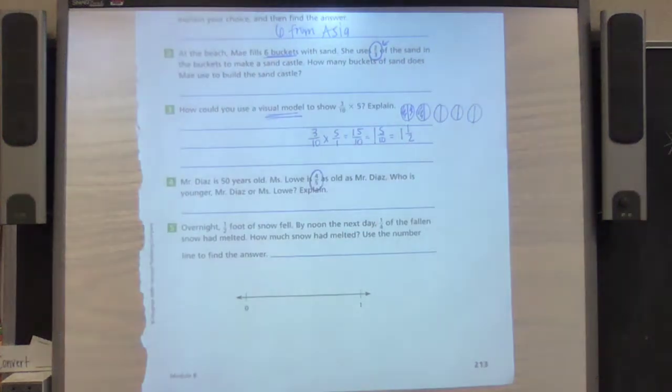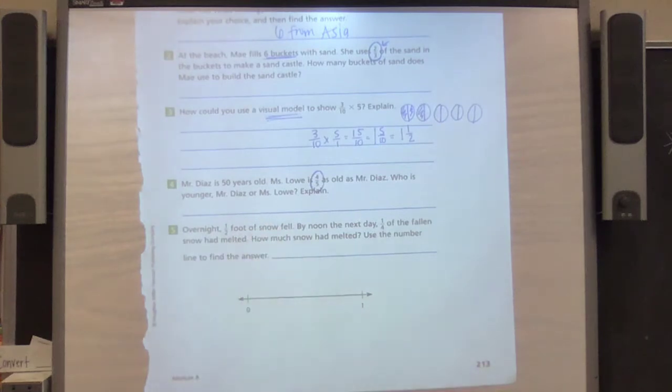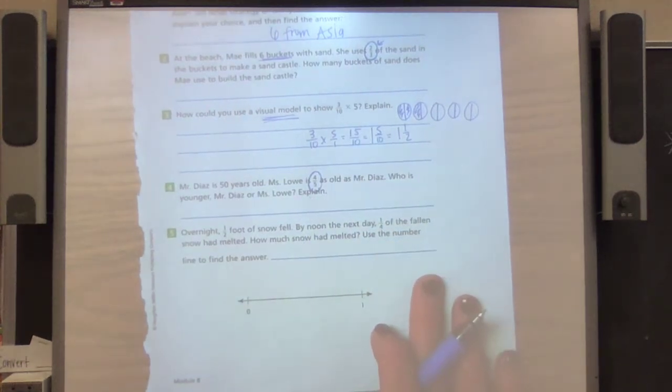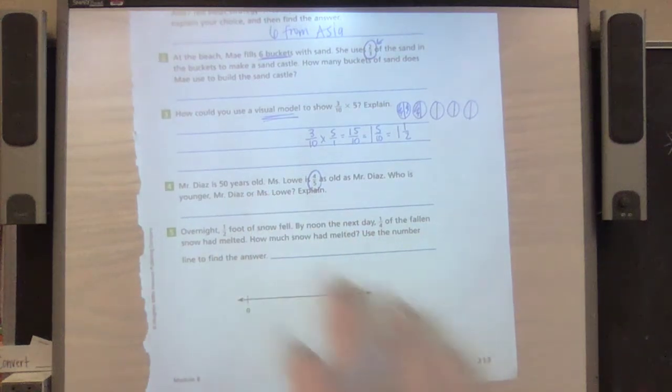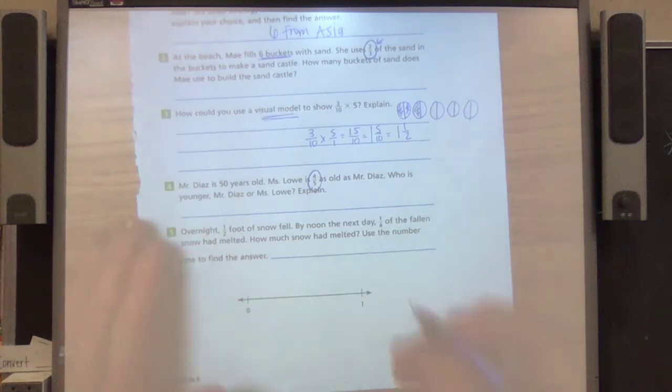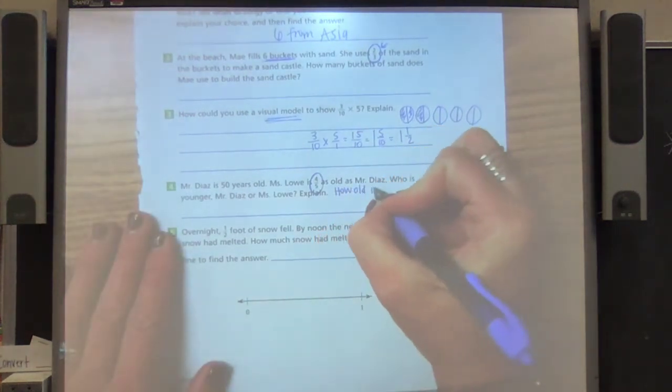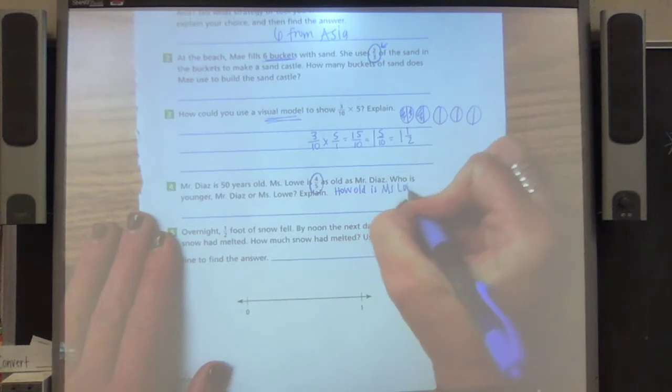Who is younger, Mr. Diaz or Miss Lowe? Okay, well, you just heard me talk about that, but explain it. How do we know that she's going to be younger? Explain that right there, and maybe prove how old she is too. It doesn't tell you to do that, but we'll say, how old is Miss Lowe, since I already told you the answer.